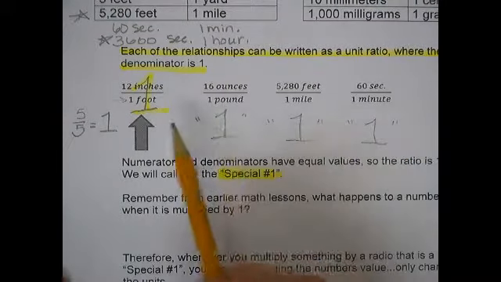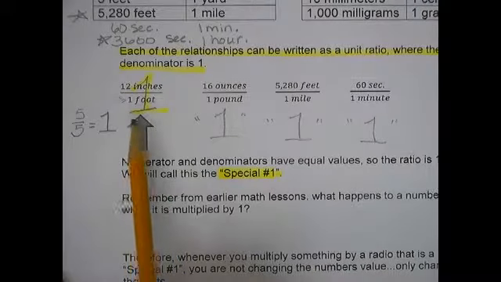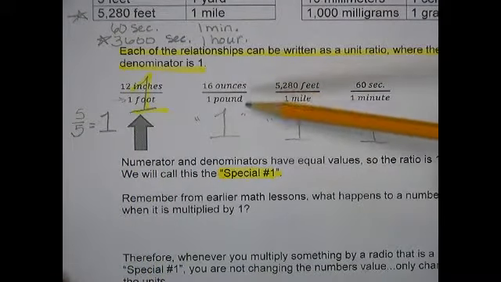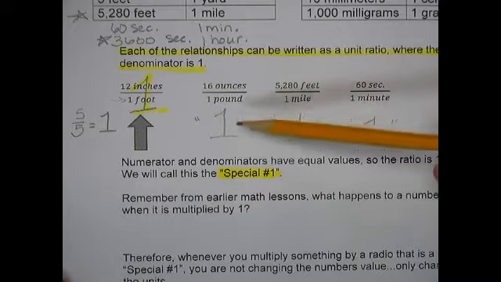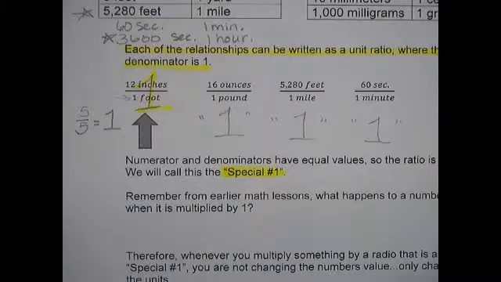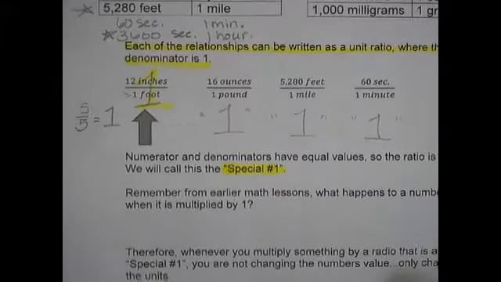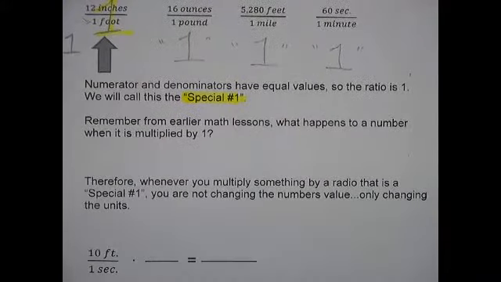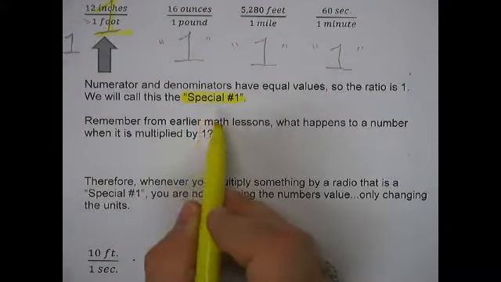5,280 feet over 1 mile is equal to 1. And 60 seconds over 1 minute is equal to 1. So with conversion factors, if you can come up with these special ratios that have a value of 1, it's going to be very important for our process.